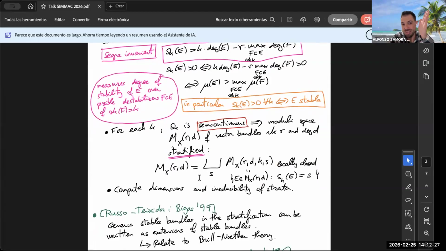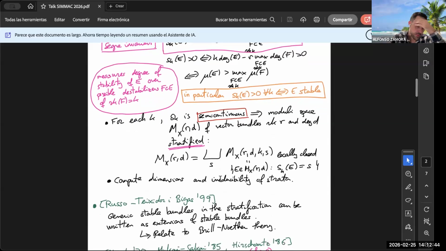So we fix K, and then for the different numbers S, where this K Segre invariant is achieving the value S, we get a stratification into locally closed subschemes of the moduli space. And they also compute different features of the geometry of this stratification. They compute the dimensions and the irreducibility of the strata in this situation.